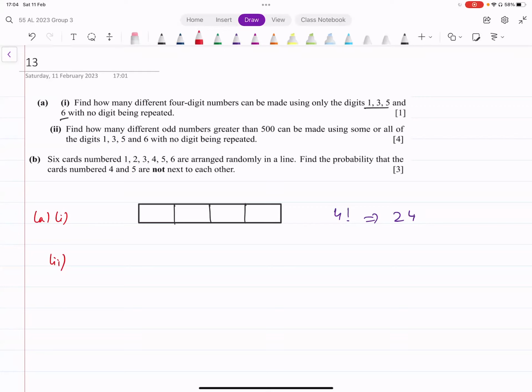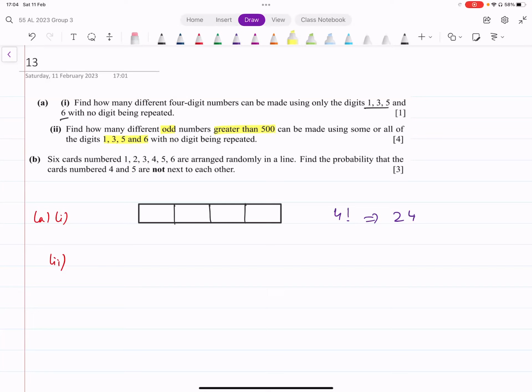The second part says, find how many different odd numbers greater than 500 can be made using some or all of the digits 1, 3, 5, and 6 with no digit being repeated. Now, let's think about this. So we want a number that is odd, first of all. It should be greater than 500. And these are the 4 digits that we can use. All right.